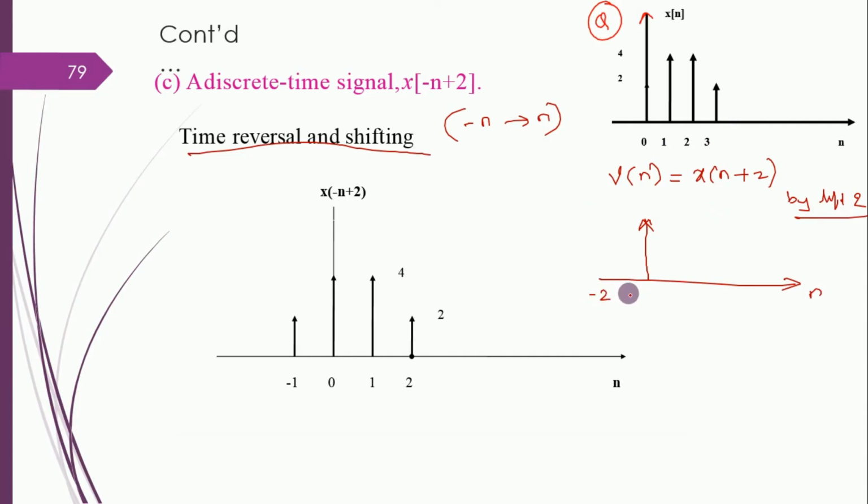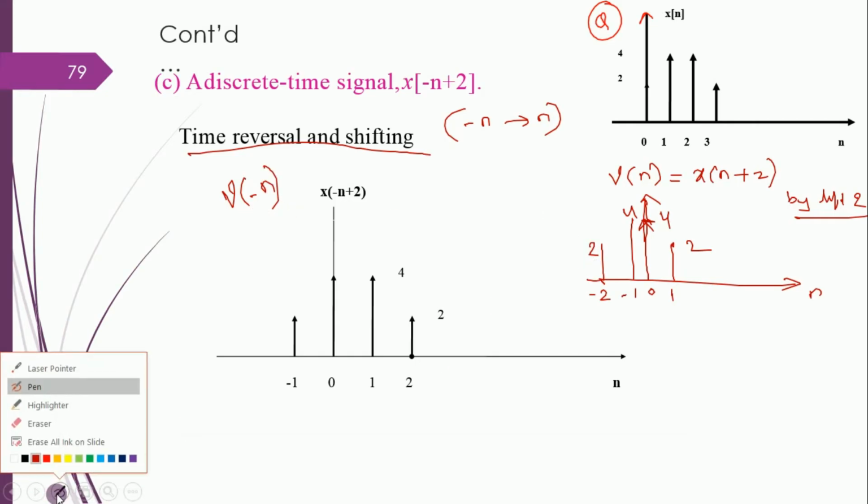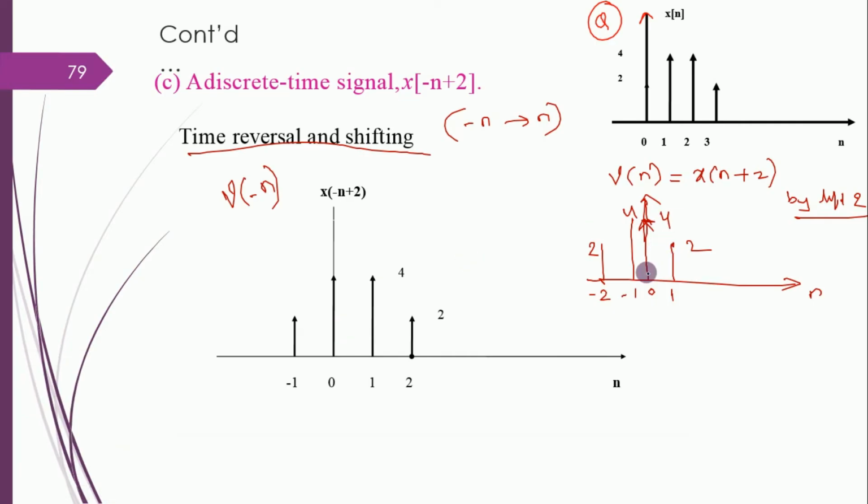So what I do, this is n. 0 goes to minus 2, and you have amplitude 2 here. 1 goes to minus 1, and you have amplitude 4 here. 2 goes to 0, and you have amplitude 4 here. 3 goes to 1, and you have amplitude 2 here. So this is the intermediate variable. Now what we are supposed to do is scale it. Scaling means v of minus n, so divide by minus 1 everywhere. I change the ink.